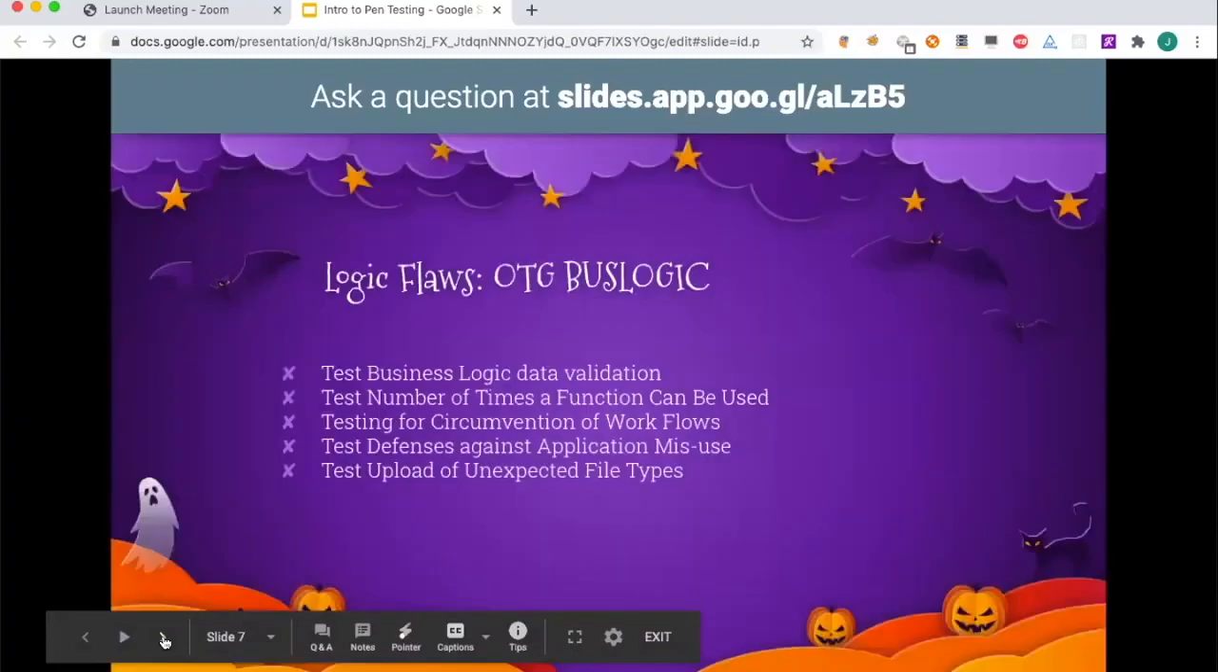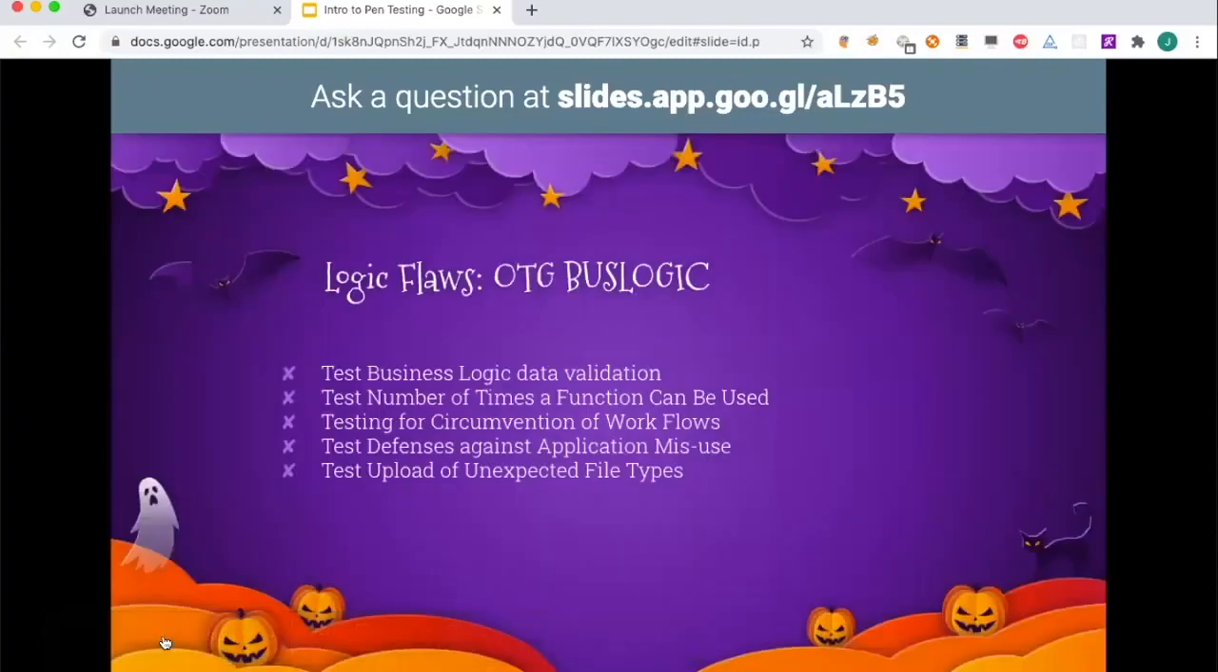And then one thing that was kind of funny to me, just reading through this material, was there's a whole section in the OWASP testing guide, the OTG, on business logic. And you can see this slide. These are examples of logic flaws according to the OTG.